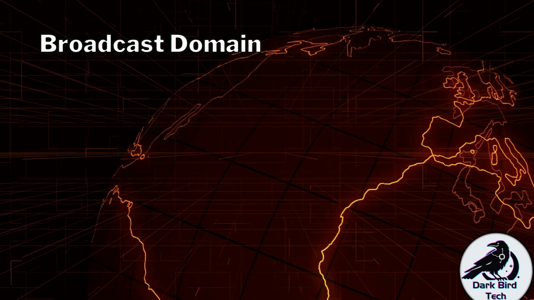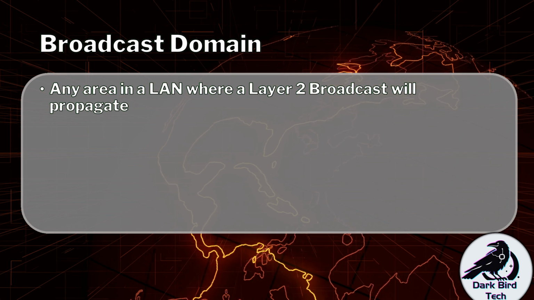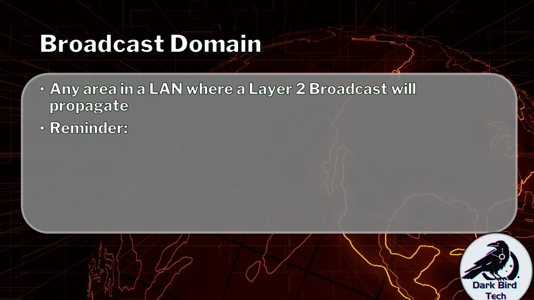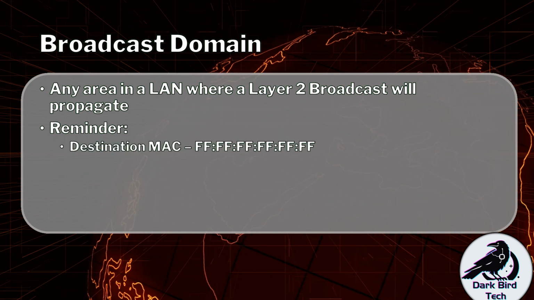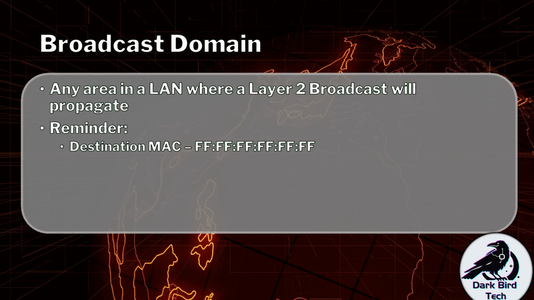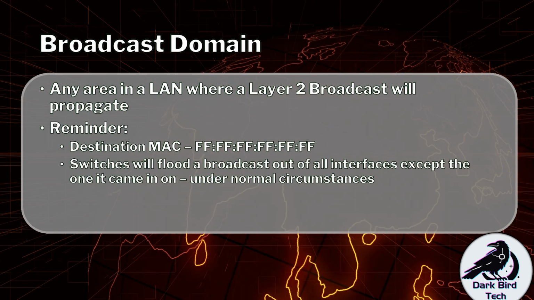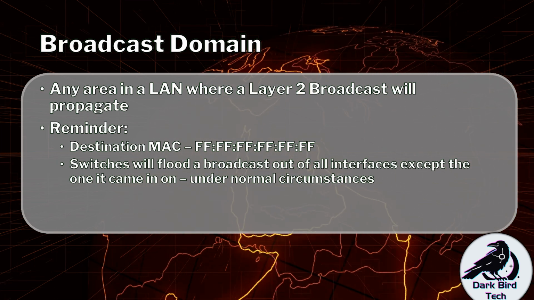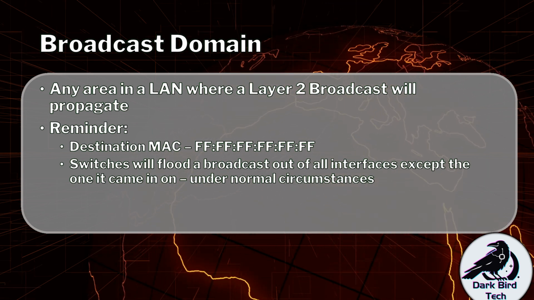A broadcast domain will be any part of your network where a layer 2 broadcast will propagate. Remember, the broadcasts we discussed in previous videos are going to have a destination MAC address of all hexadecimal Fs or 48 binary ones if you prefer the binary. And when a switch sees this, the switch will flood the broadcast out of all of its interfaces apart from the one it came in on. And that's under normal circumstances.